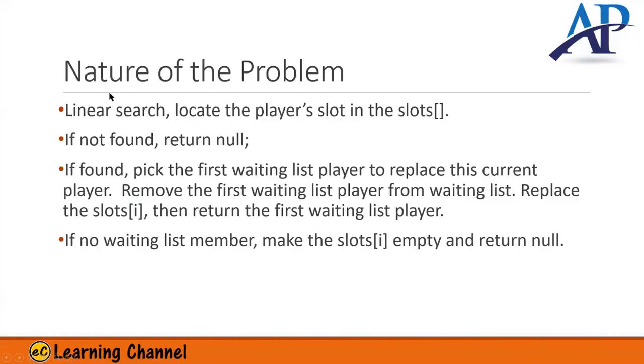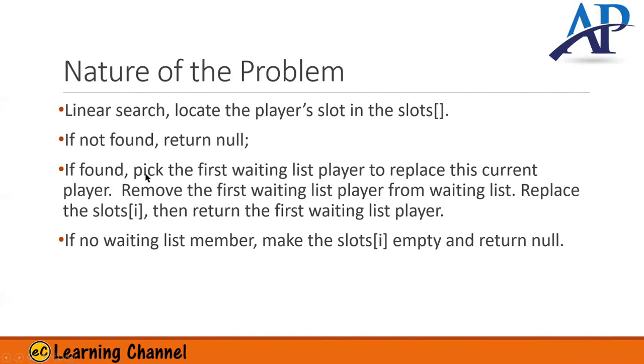Okay, so the nature of the problem again is a linear search. We need to locate the player that requests the cancel. We need to locate that player's slot, and if not found, that means that this player is not even a legal player in the tournament. So then we return null. There is nothing to be done.